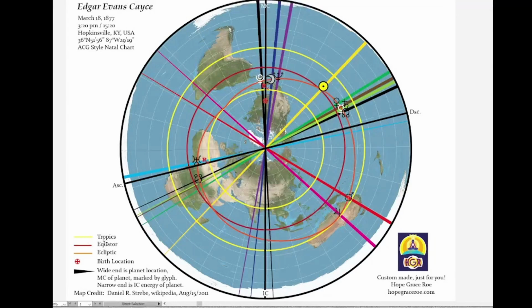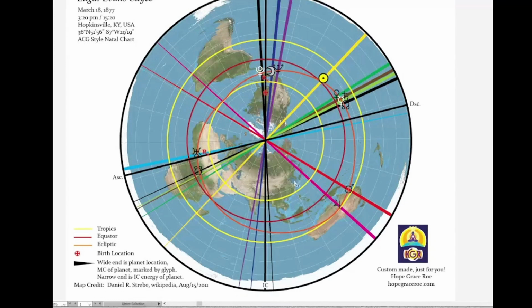The yellow line is the tropics, the red line is the equator, the orange line is the ecliptic, the red cross is the birth location, and this that I've added for this view for you guys just right now, I have these wide lines. So the wide end is the planet location, the MC of the planet, or the zenith of the planet, and it's marked by the glyph.